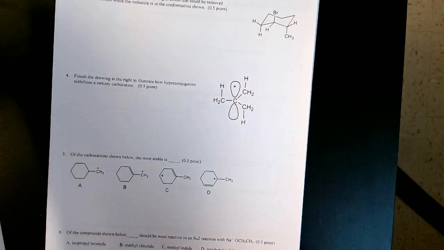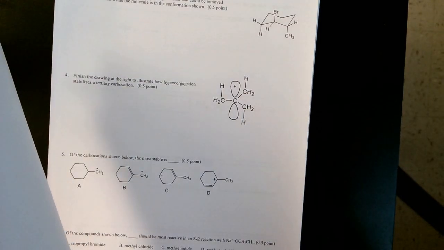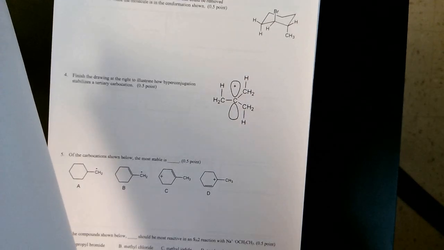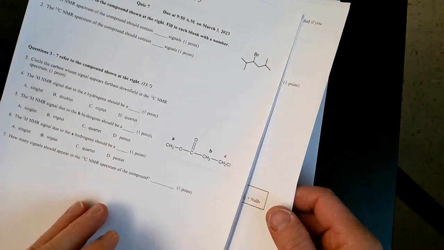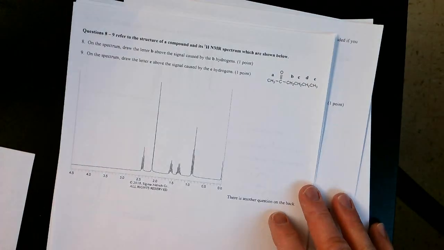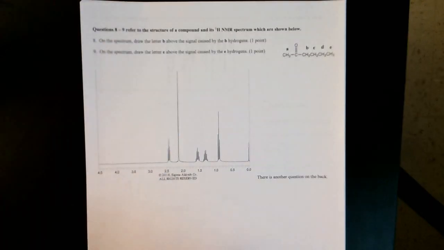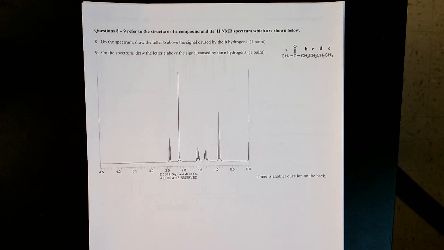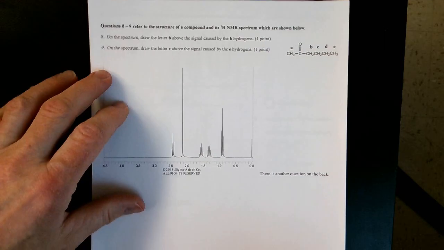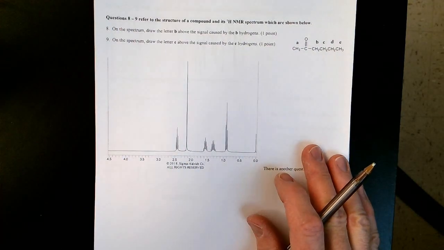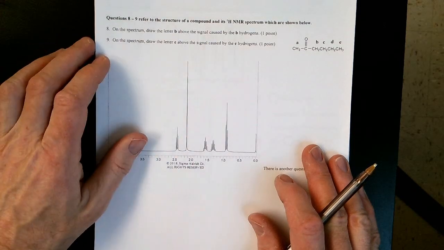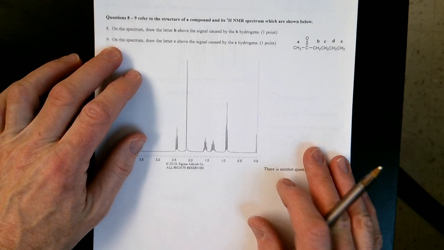And what was the other one? Could we do number 9 on page 2? Number 9, page 2. Yeah, okay, so this is starting you off with a spectrum, and you need to map signals to a structure. Okay, how about if I do number 8 as well, so we can kind of eliminate answers as we go. By the time we get to 9, it'll be a little easier.